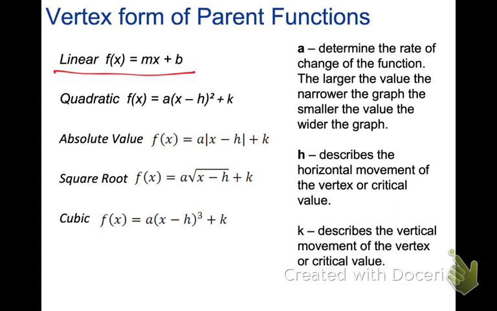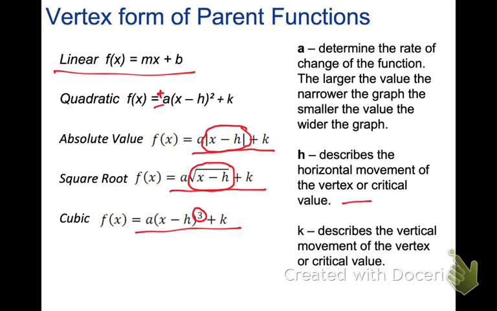Quadratic, A, and it can have a plus or minus in front of it, right? A, x minus h squared plus k. Absolute value, the same thing except with what function in the middle? Absolute value. Square root, the same thing except with a what in the middle? Square root. Cubic, the same thing except for what? Cubed. A determines how wide or narrow it is. H is left or right. K is up or down.